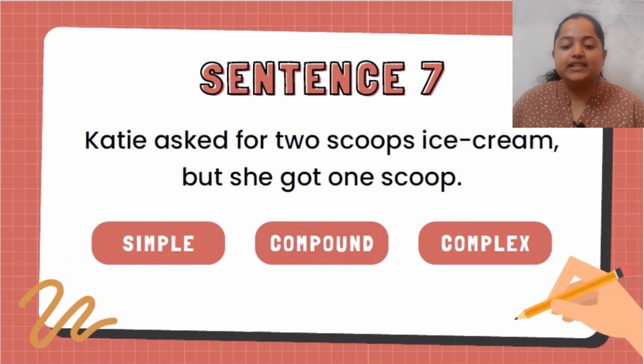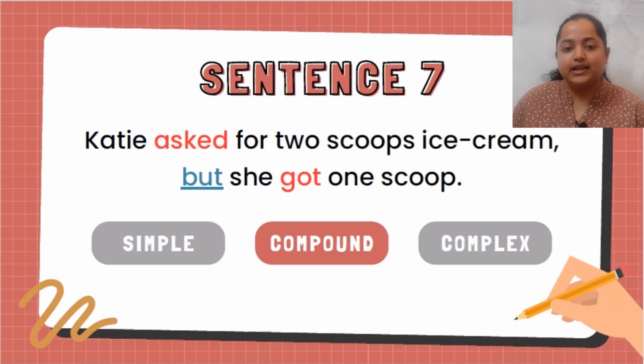Sentence 7. Kitty asked for 2 scoops of ice cream, but she got 1 scoop. What's the answer? Yes, this is also a compound sentence because it has a coordinating conjunction, but, which is from the FANBOYS group of conjunctions, and it has two verbs indicating that it has two independent clauses.